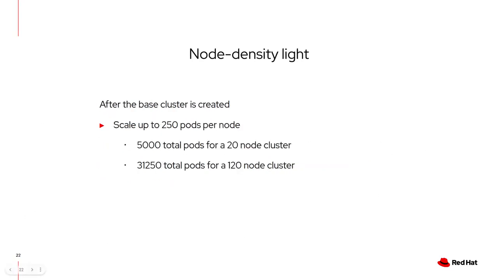The first test variant is the node density light test. This one is simple. After the base cluster is brought up, we then scale up to 250 pods per node. I've done the calculation for you, and that's 5,000 total pods for 20 nodes and 31,250 pods for 120 nodes. The pods in these tests are running a sleep workload.